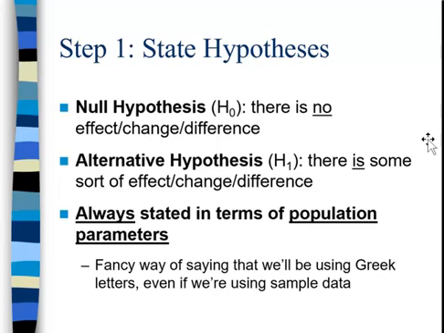The second of our predictions is what we call the alternative hypothesis, denoted by H subscript 1. That's essentially saying there's some sort of effect or change or difference between our sample mean and our population mean. We're going to write some of these out in a bit as we go through a couple more slides. But we always state the null and the alternative in terms of population parameters, even though we're talking about how a sample compares to a population. So it's a fancy way of saying that we're going to be using Greek letters, even though what we're really talking about is sample data.